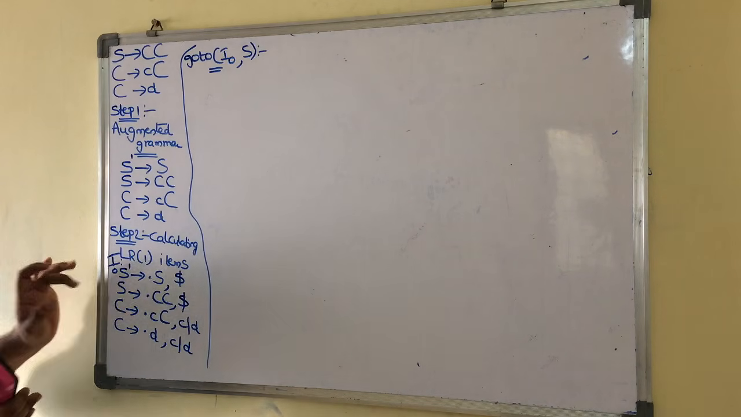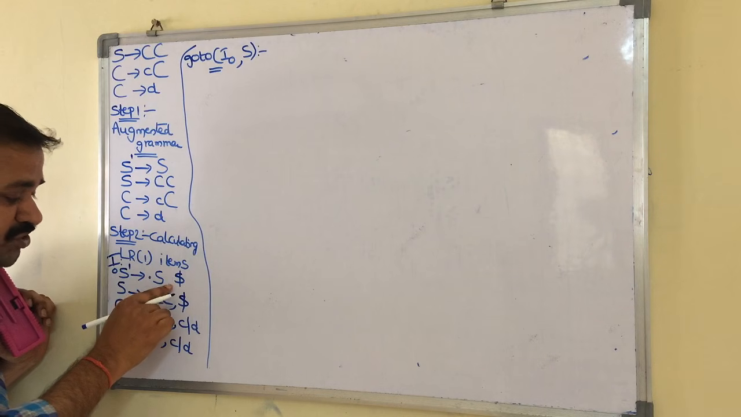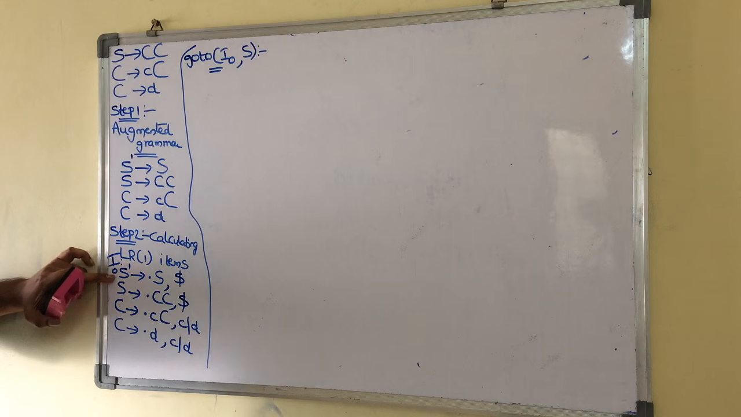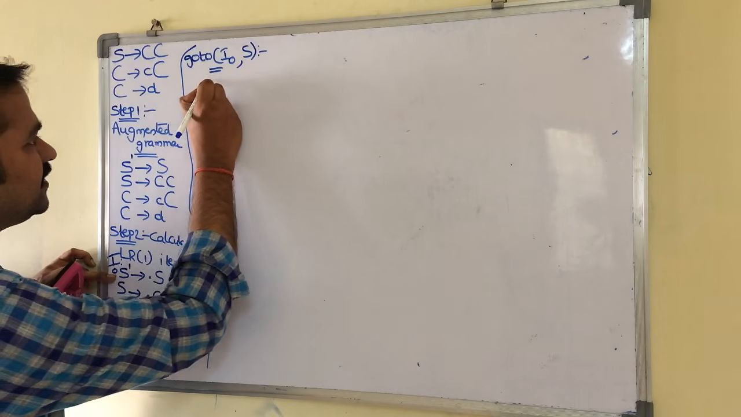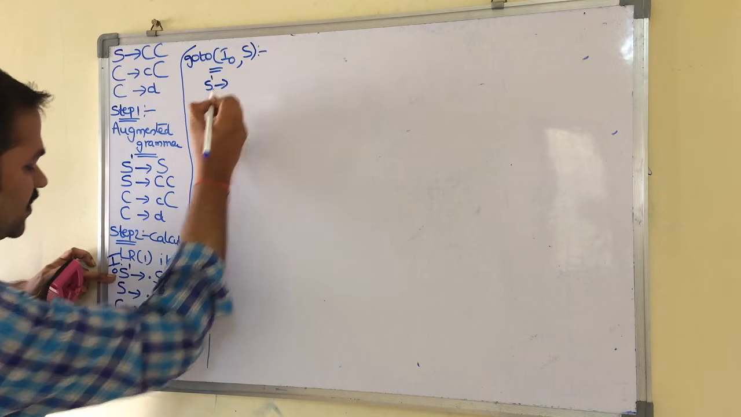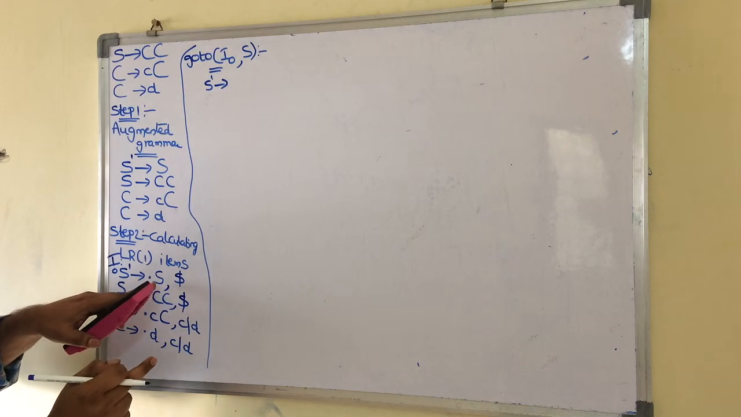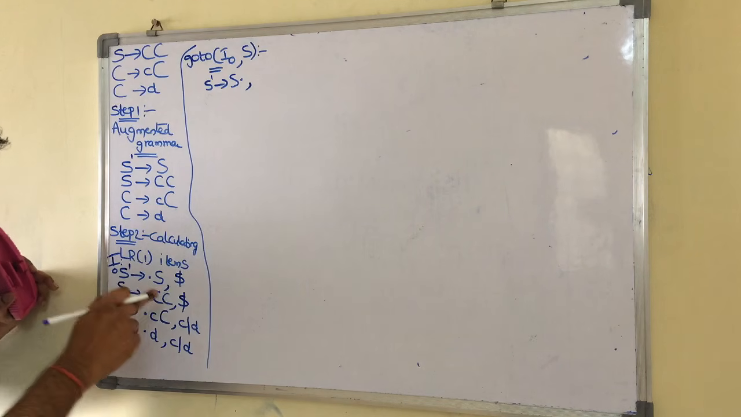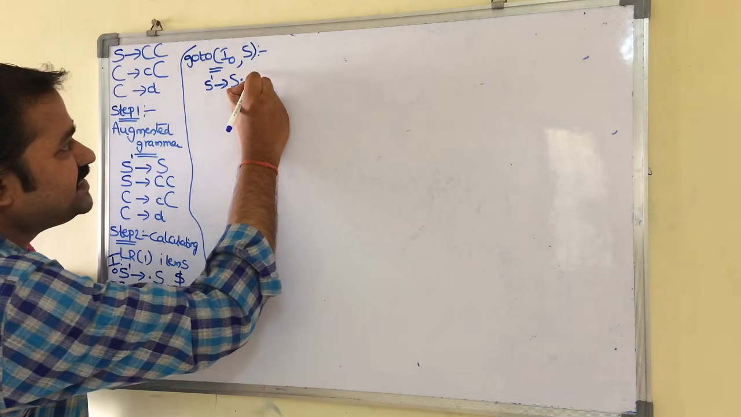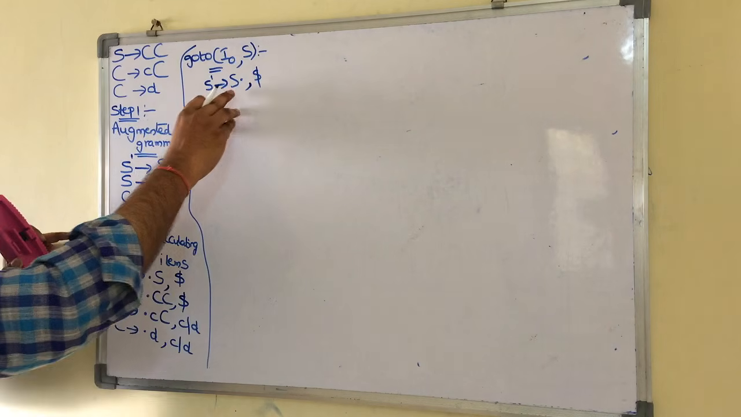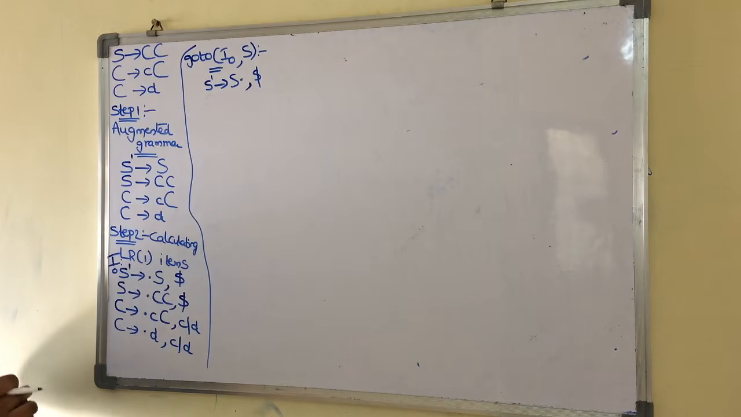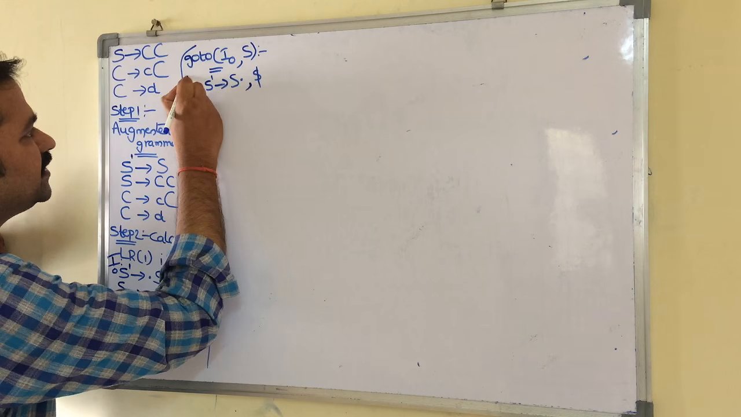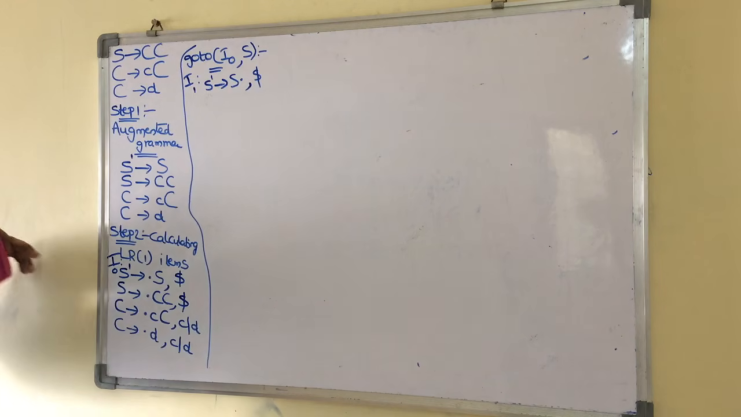Whenever we apply goto, then dot will be moved one position to the right and we write the look ahead symbol as it is. So whenever we apply goto on this production, what will happen? S dash produces S. Here dot will be moved one position to the right. So this production will become S dash produces S dot comma dollar. We need to write the look ahead symbol as it is here. Here after dot there is no non-terminal. So there is no need of any expansion. So goto of I naught comma S is over. Let us assume the state as I1.